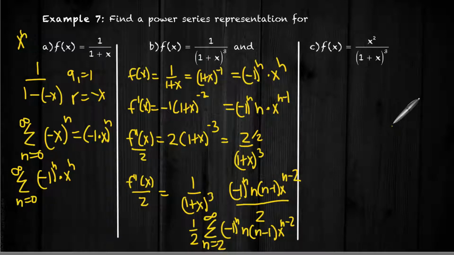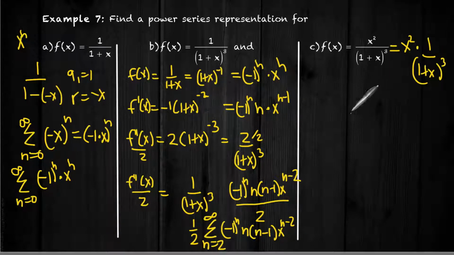Now letter C should be quite simple because this function that we're trying to write a power series for looks almost identical to part B, except it's multiplied by an x squared. So maybe we'll write this as x squared times 1 over 1 plus x all cubed. So all we need to do is take the power series that we wrote in part B and multiply it by x squared. So let's go ahead and do that.